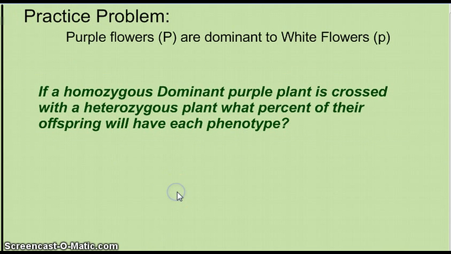So here's the first. If we have purple flowers, capital P, dominant to white flowers, lowercase p. This is just a true statement. Purple is dominant to white. If a homozygous dominant purple plant is crossed with a heterozygous plant, what percent of their offspring will have each phenotype? Why don't you pause the video right now and try that practice problem, and then I will show you how to answer that problem using the Punnett Square.